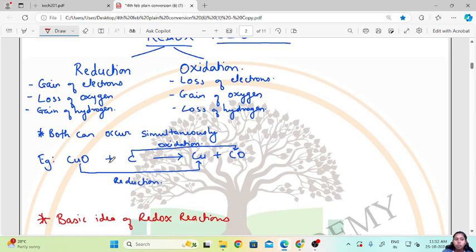Since I already told you, both can occur simultaneously. For example, here we have a reaction in which copper oxide is reacted with carbon. Here copper oxide is reduced to copper. Loss of oxygen is taking place, whereas carbon gains oxygen and is oxidized. Since both of them take place simultaneously, this is called a redox reaction.